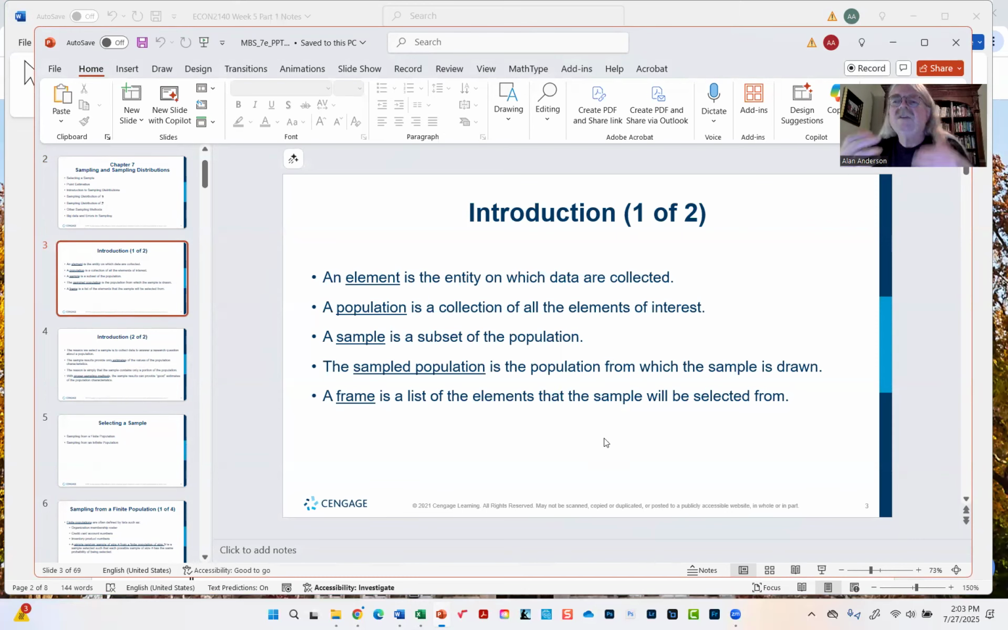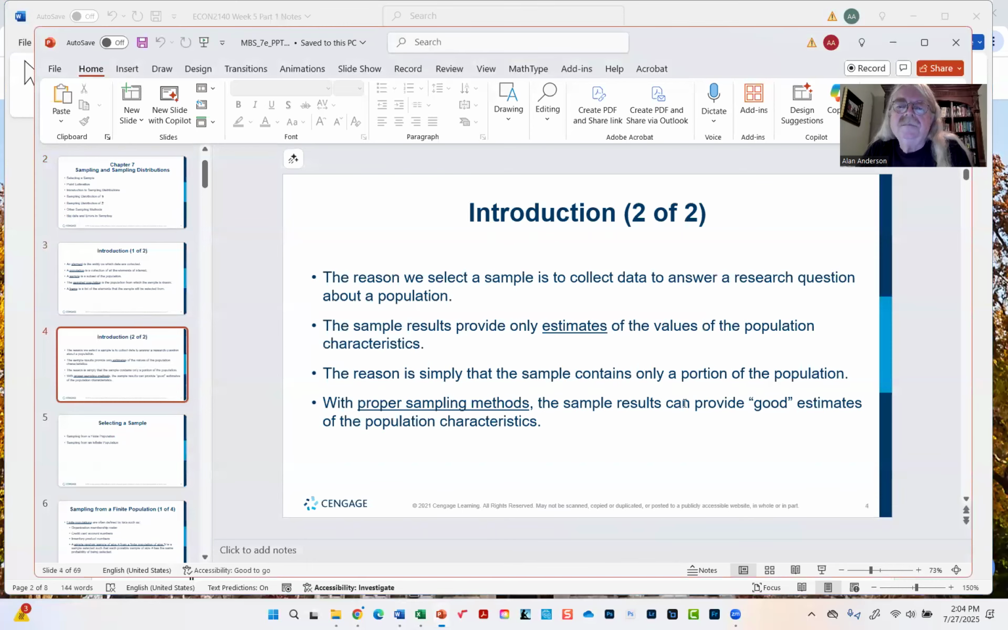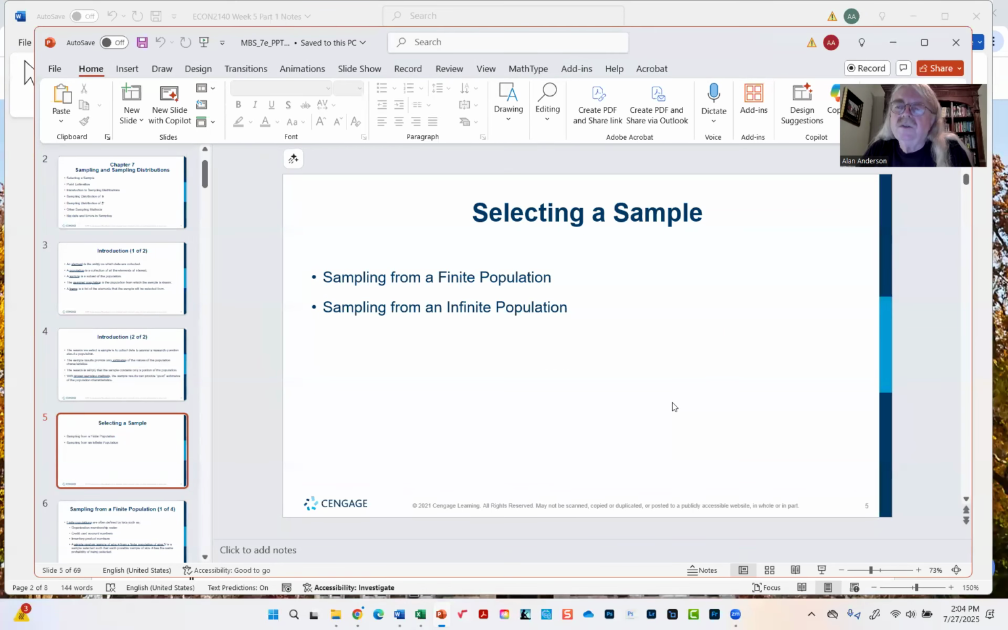I guess what they're saying here is that you can think of the people who live close enough to that mall to go there as the population that we're choosing from, even though we're really looking at the entire country. And then a frame is a list of the elements that we're going to choose. We don't want to worry excessively about these definitions. What we do need to know is that we're choosing samples.